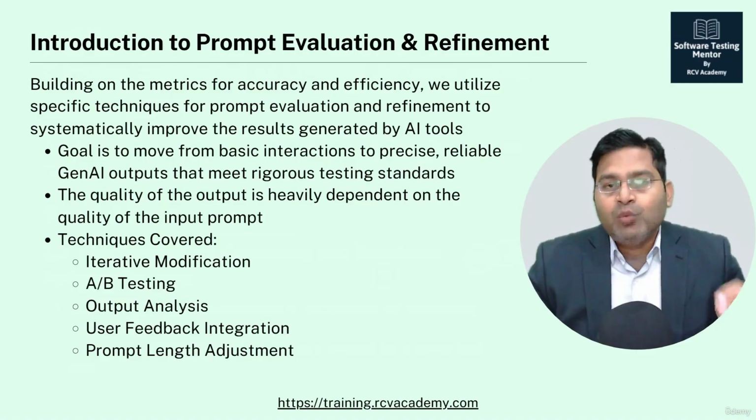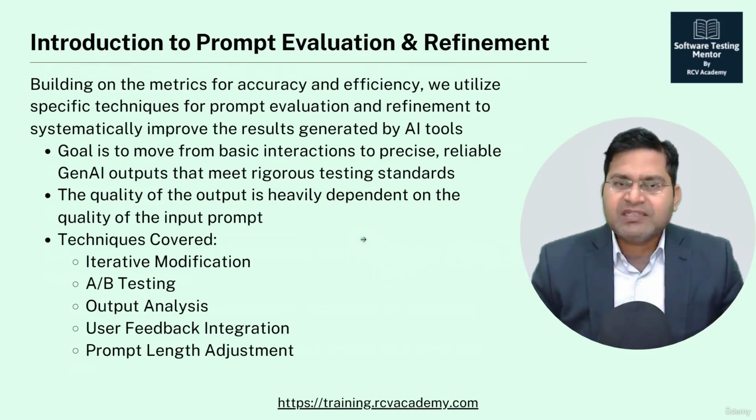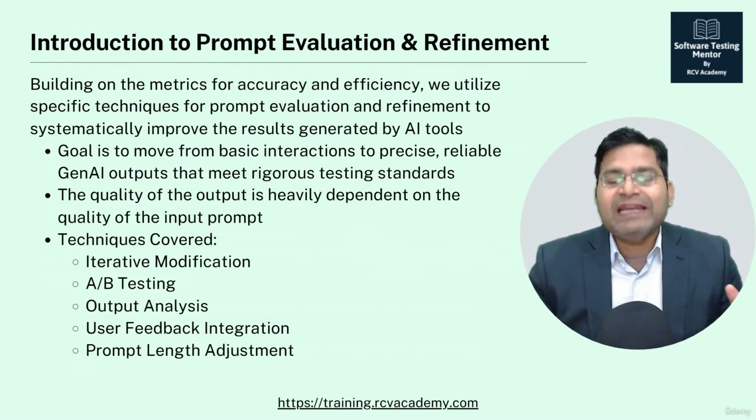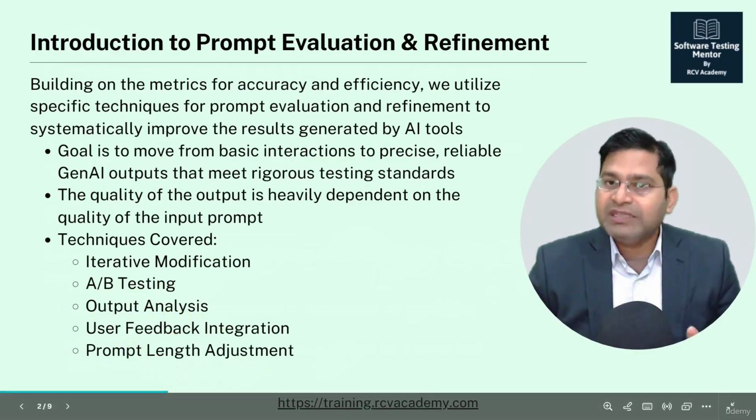And that's where, when you use the metrics to see that the efficiency of the Gen AI is not good enough, evaluating your prompt and refining it to see whether the refined prompt is giving you better results is very important. So we'll discuss some of the techniques that you can use to refine your prompts and get better results, so that as per the metrics, your Gen AI output is accurate and efficient. The techniques we'll discuss are iterative modification, A/B testing, output analysis, user feedback integration, and prompt length adjustment.